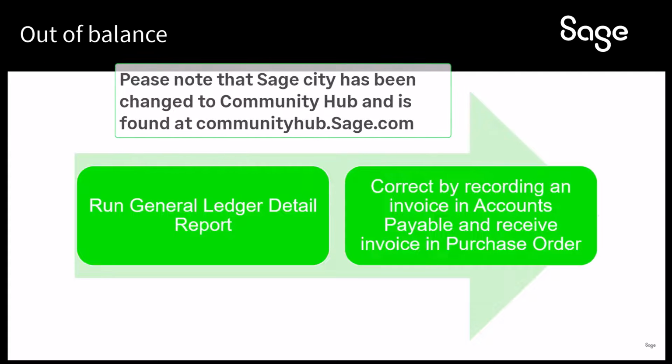There may be other reasons that you become out of balance. These are the most common. You can always check Sage City to find other additional corrections for your situation if one of these two does not work.